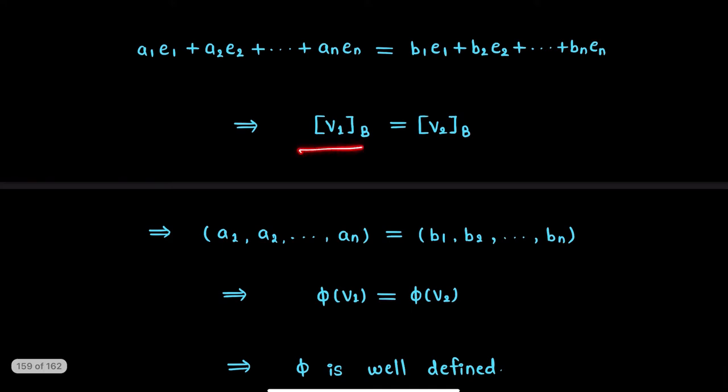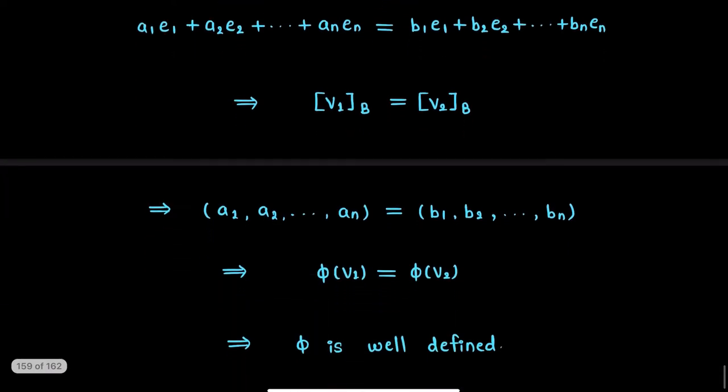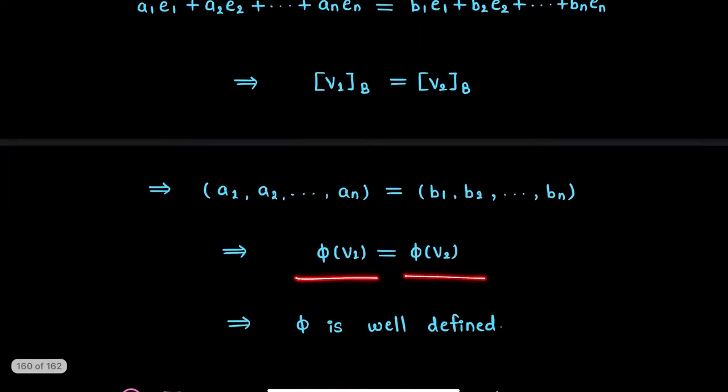Now the coordinate vector of v1 with respect to basis B is the vector a1, a2, up to an, and the coordinate vector of v2 with respect to basis B is the vector b1, b2, up to bn. Since these two vectors are the same, we have phi of v1 is equal to phi of v2. So we considered v1 is equal to v2 and we end up with phi of v1 is equal to phi of v2.